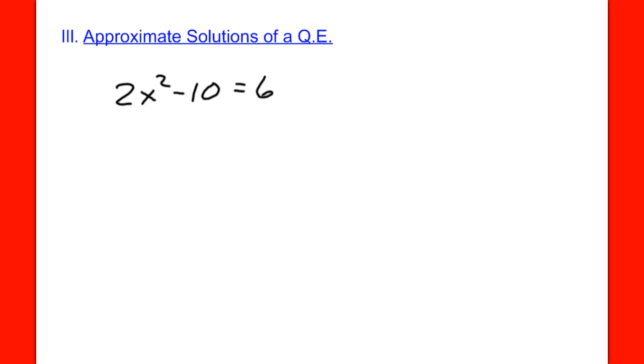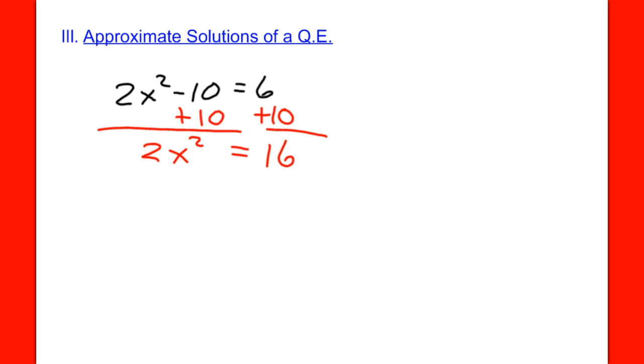Can we make this more fun? Oh, yes, we can. Here's a more interesting equation to solve using square roots. And let's see what you can do. And together, what would be your first step in isolating x squared? That's right. Add 10 to both sides of the equation. And when you do, 2x squared equals 16. How do we isolate x squared? Undo that multiplication.